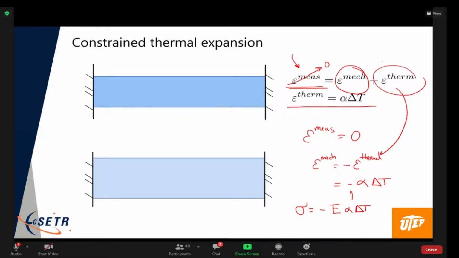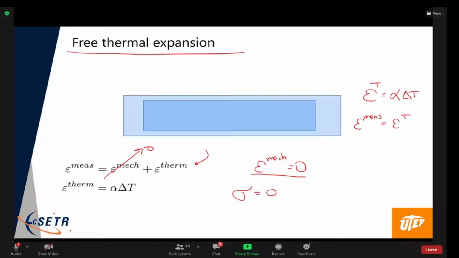Professor, so if it's not constrained, there's no thermal stress? If it's not constrained, let's go back to the previous slide. Right. So here we have free thermal expansion. In that case, it's free to expand. You do have a thermal strain. It's alpha delta T. And that is exactly what you see it expand by. It freely expands. So that is the measured strain. They're equal, okay?